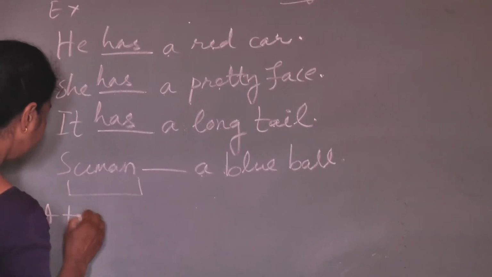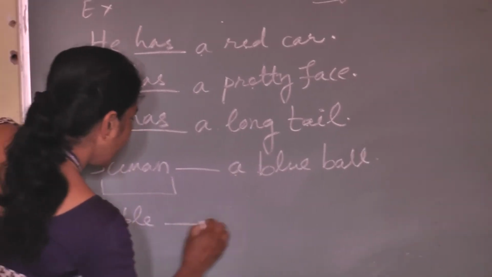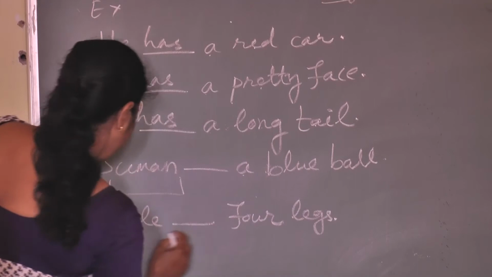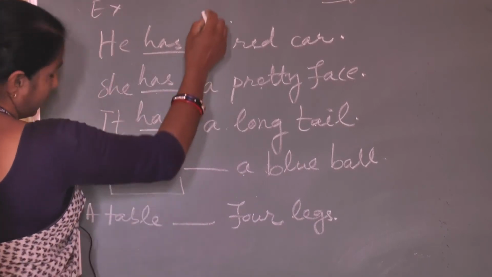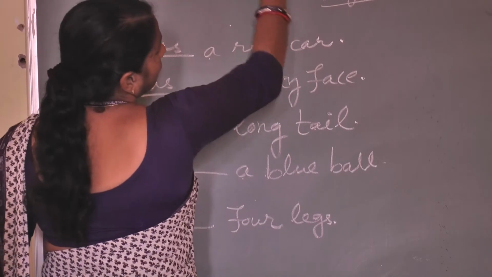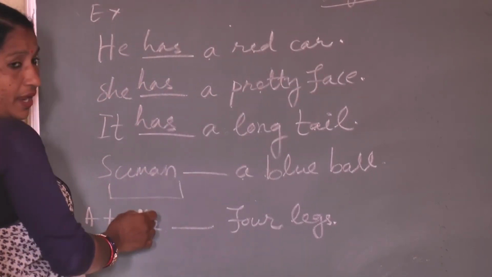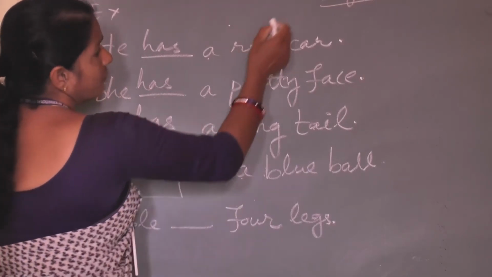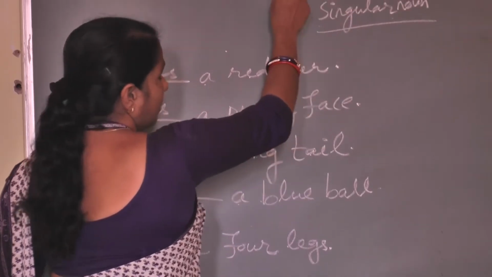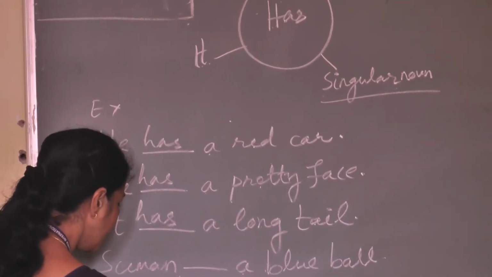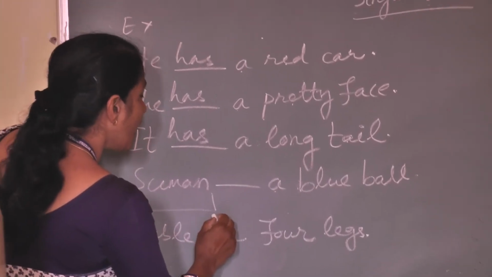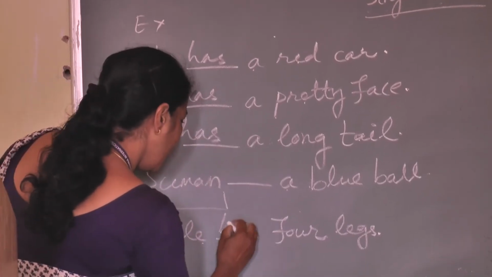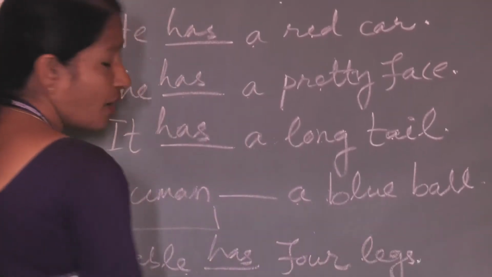A table dash 4 legs. A table, do you see any word table here? No, table is not here. Table is a thing. Table, we are using for a singular noun, for things. Singular nouns, we are using has for singular nouns. Table is a singular noun, it is a thing. It has 4 legs.